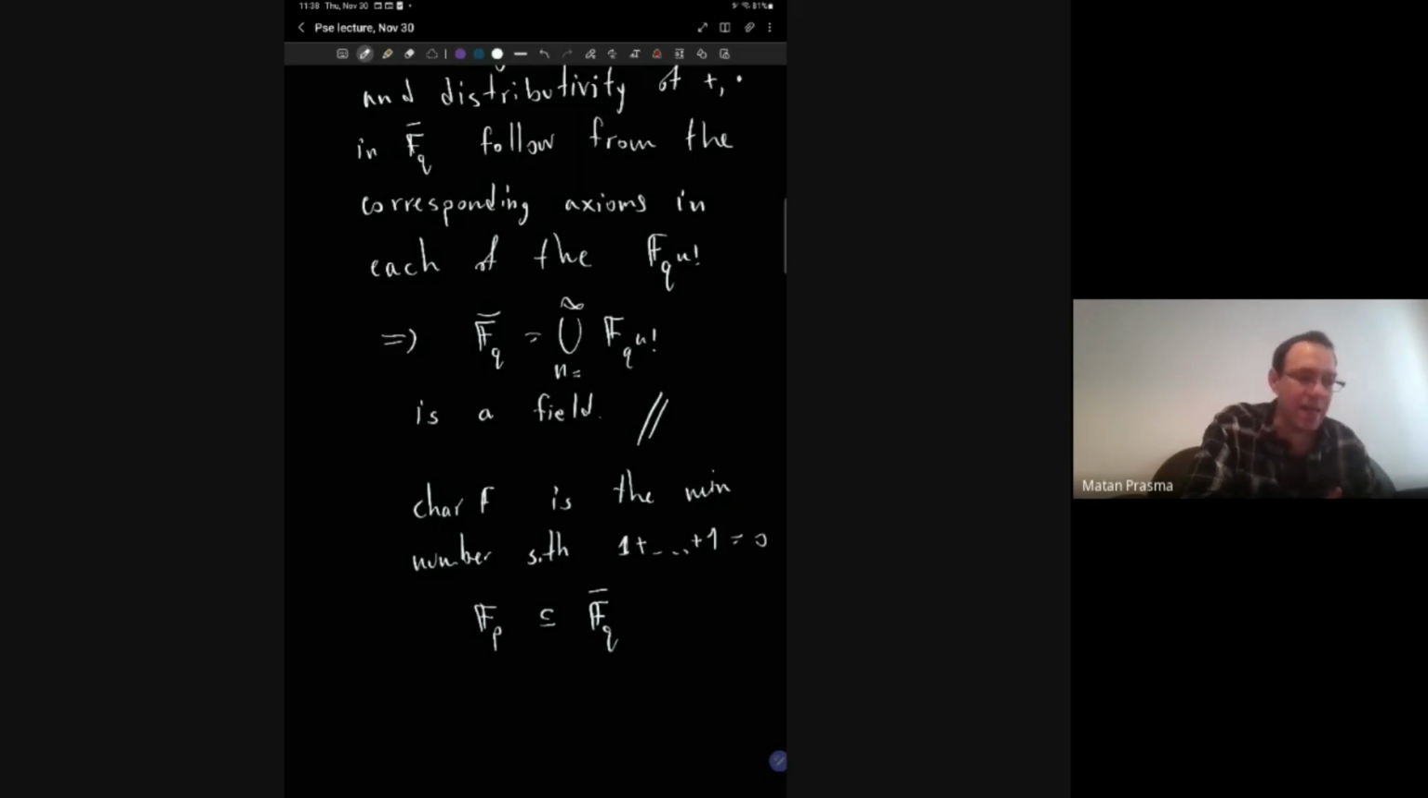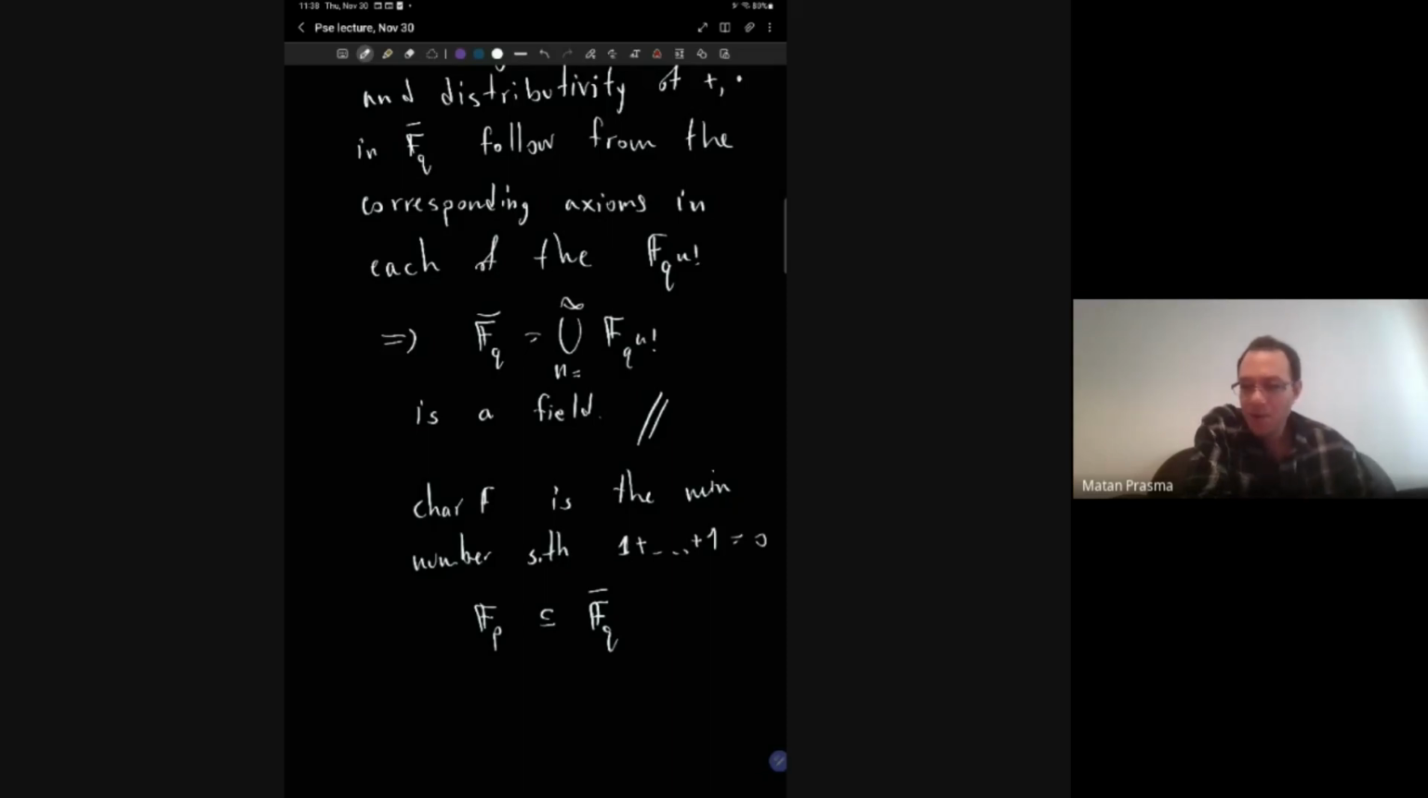Maybe I can add that if a field is of characteristic 0, then it is automatically infinite, because it has to contain 1, 1 plus 1, 1 plus 1 plus 1, and so on, and all of them cannot be equal to 0. So they are all different, because if 1 plus 1 would equal 1, then it means that 1 is equal to 0, and so on.